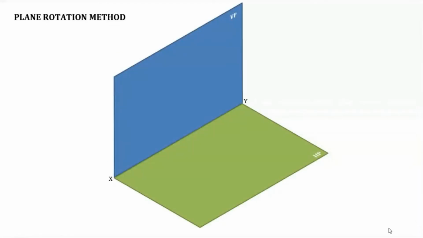So this is our HP and VP as usual. The usual notations are used. HP is here and VP is here, and the XY line is here. Now this is our actual line AB. The original line AB is lying in such a way that it is inclined to both HP and VP. It makes some angle theta with the HP and some angle phi with the VP. So that is our actual line.